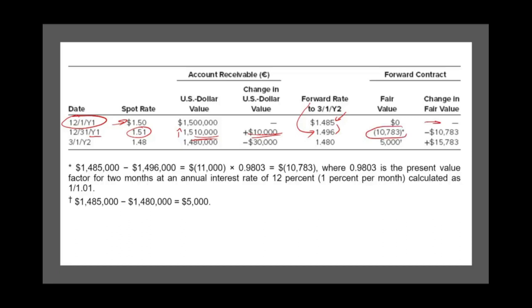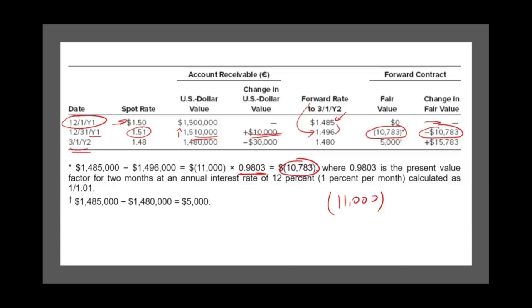Why do you say the loss is only the fair value negative 10,783? Because we take the loss and discount it at 12%. It doesn't matter. So the discounted loss is 10,783, but think of it as 10,000. The fair value of the forward contract went down to negative 10,783.